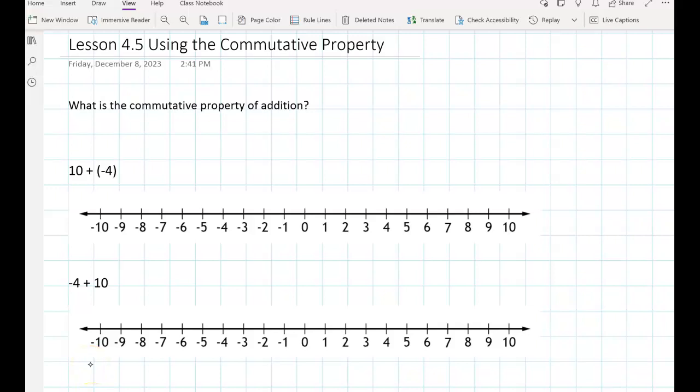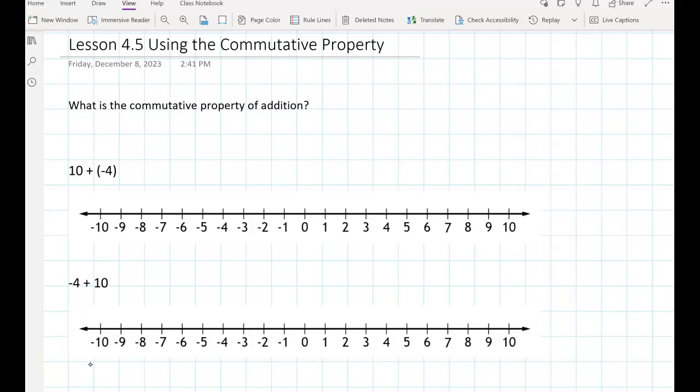Welcome back, math people. Today we are taking a look at the commutative property of addition. And you may not even know what the commutative property of addition is, but that's okay because you're going to learn about it today and why it's important.